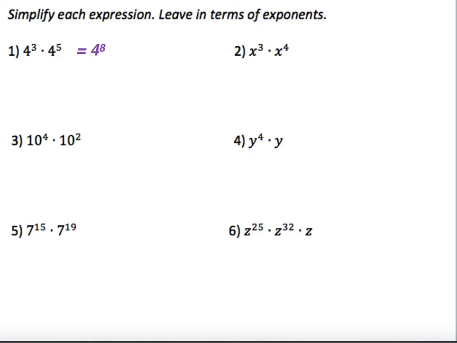You don't change it into a 4 times 4 equals 16, because 4 to the power of 8 really means you've got 8 4's multiplied in a row, not 16's multiplied in a row. So keep in mind that the base does not change. Try the next 5 problems all the way through number 6 and pause the video until you're done.